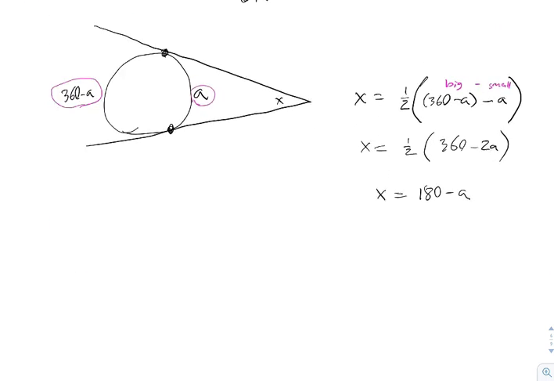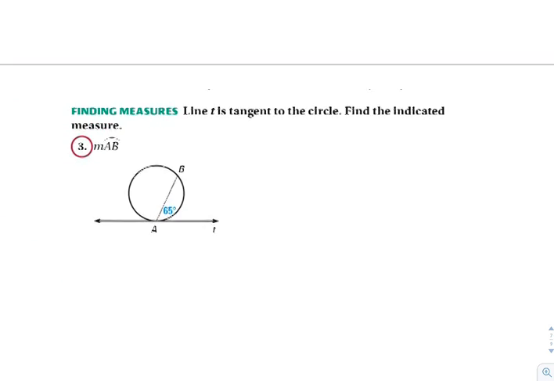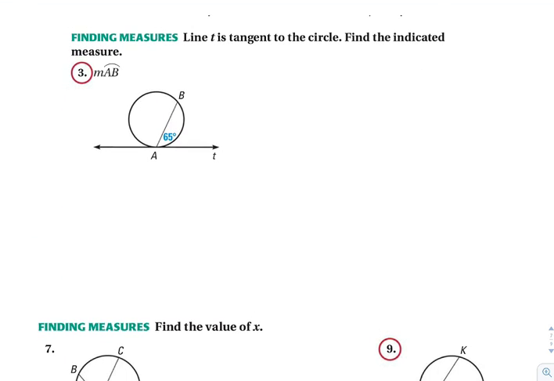Okay, so let's go ahead, oh, there's the bell. Let's go ahead and do some problems, okay? I'll just kind of walk you through these.